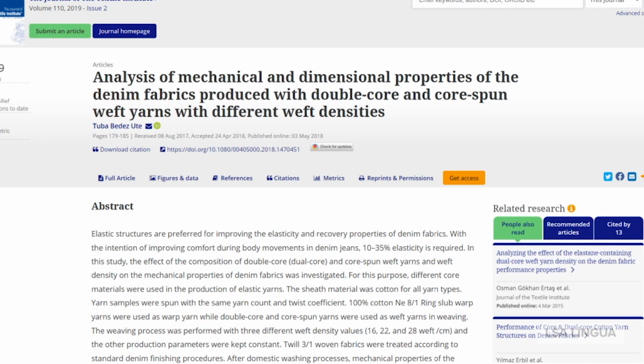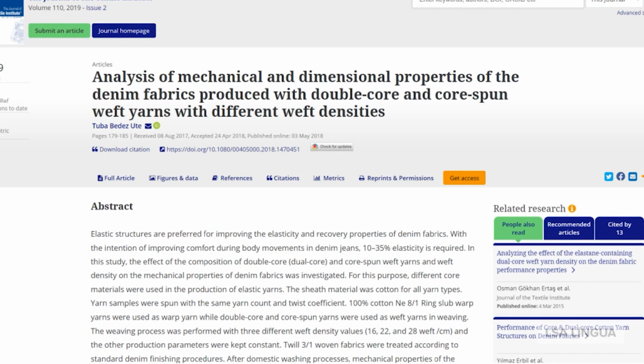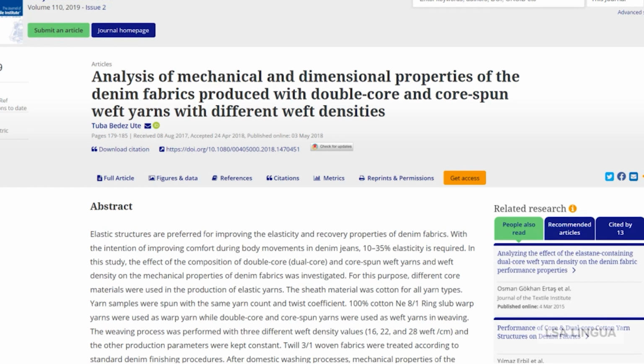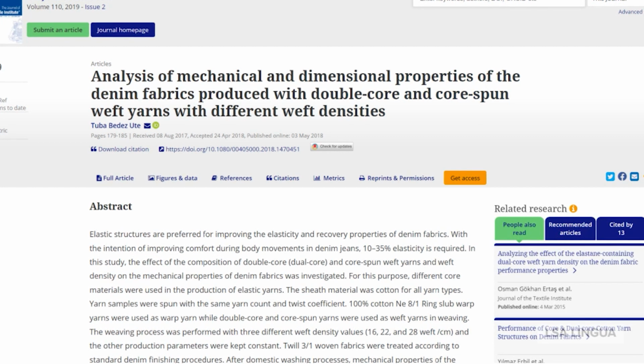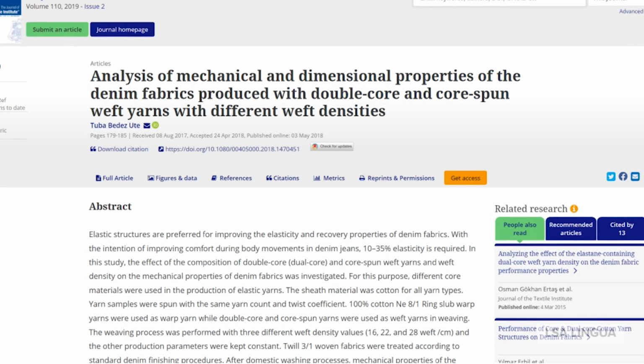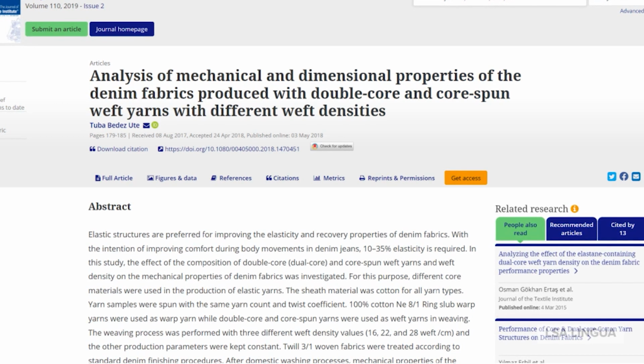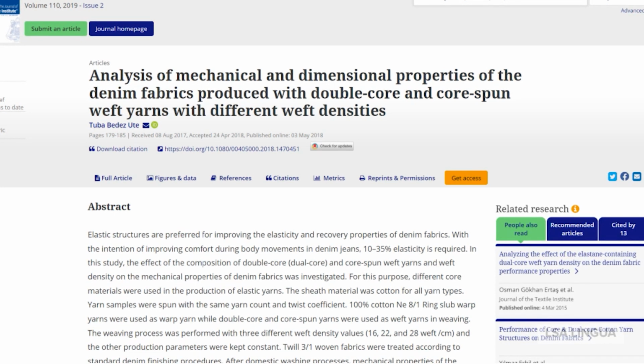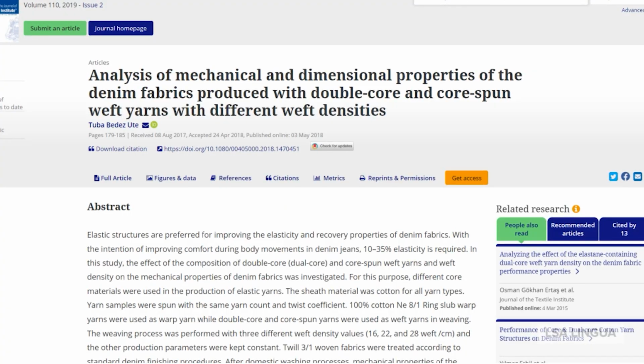In this study, the effects of the composition of dual core and core-spun weft yarns and weft density on mechanical properties of denim fabrics were investigated. For this purpose, 3 different weft densities were used. Values were 16, 22, and 28 weft. And denim 3-to-1 woven fabrics were treated according to standard denim finishing procedures.